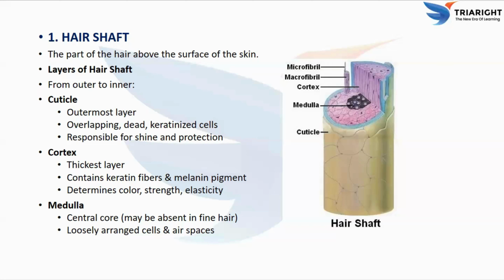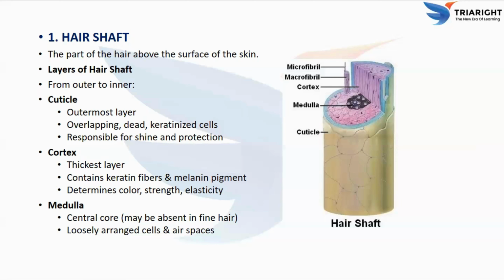Straight hair versus curly hair depends upon the shape of the cortex. If you have a round cortex, you will have straight hair. If you have an oval and flat cortex, you will have curly hair. So this is how the cortex plays a role in the shape of the hair.